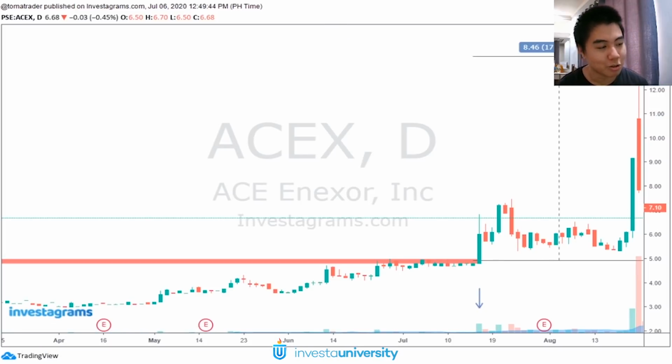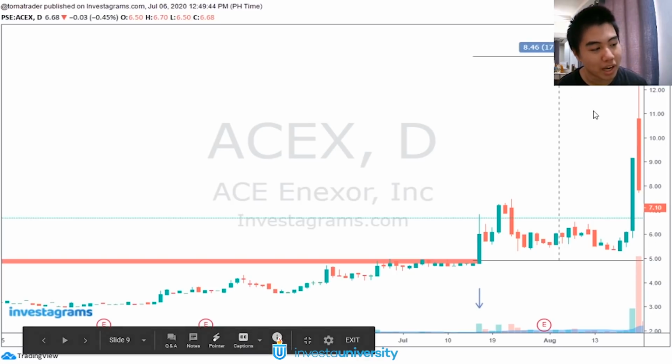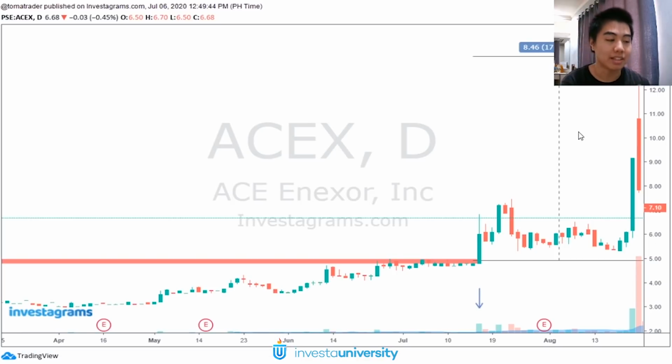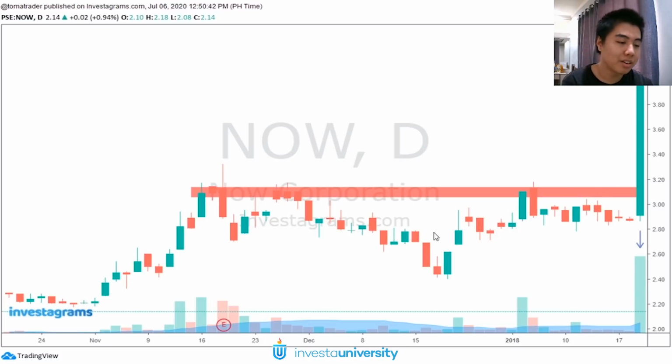Well, it ended in a huge rejection candle, no? But overall, if you were able to sell, right, near 12, 13, laki ng return mo, more than 100%. Assuming nabili mo sa 5 pesos. Here we have now. Hindi to si now na recent, no? This was now back in late 2017, early 2018.